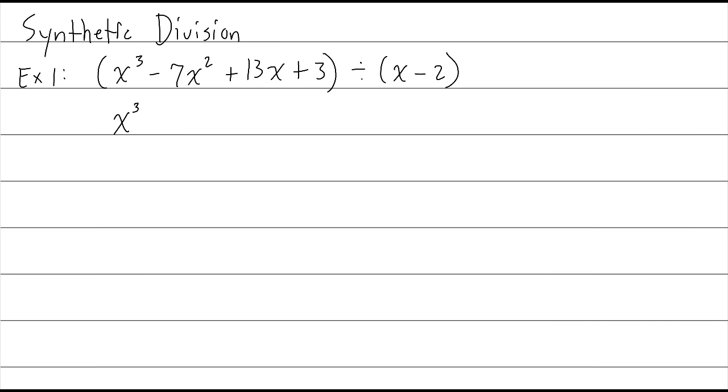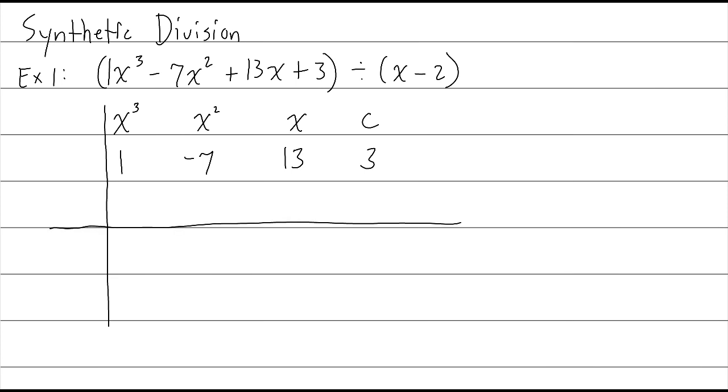So x squared, x, and then a constant, right? That's usually what you see. x cubed, x squared, x, and then a constant. Now I'm going to put the coefficients of each of these terms underneath. So this is an understood 1 in front of x cubed, so I'll put a 1 under the x cubed. I'll put a negative 7 under the x squared, a 13 under the x, and then a 3 under the constant.